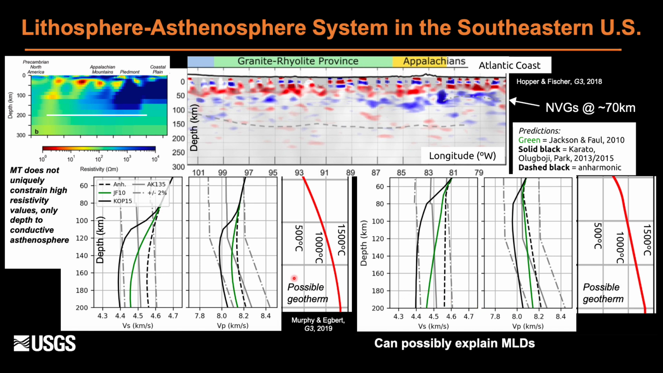More importantly, with the anelastic model of Corrado, Olugboji, and Park, which is shown on the solid black line, you'll see big predicted negative velocity gradients here that could give you mid-lithospheric discontinuities in converted wave imaging. Particularly with the geotherm on the right, we can get that MLD at a depth comparable to what is actually observed, about 70 kilometers here. So, under the thermal mechanical constraints from our MT data, we can explain multiple sets of seismic observables, including potentially observations of MLDs here.